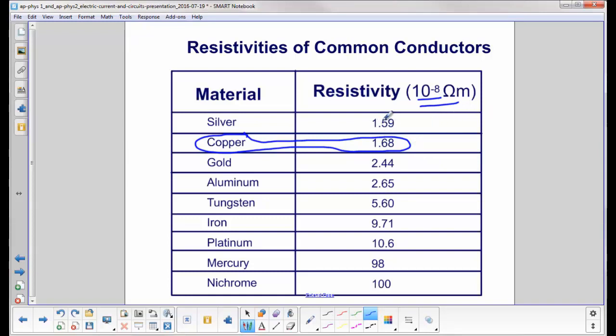Well, you might say, why don't we use silver for household wiring? Well, one reason certainly is the cost. Copper is a lot cheaper. And the other is you start getting into engineering properties. Copper is a stronger metal to use in houses. It doesn't rust, it doesn't tarnish, much better material. Gold is very good, and they'll actually use that in old printed circuit boards to make connections. And you can go all the way up here to nichrome, which would be 100 times 10 to the minus 8th ohm meters.